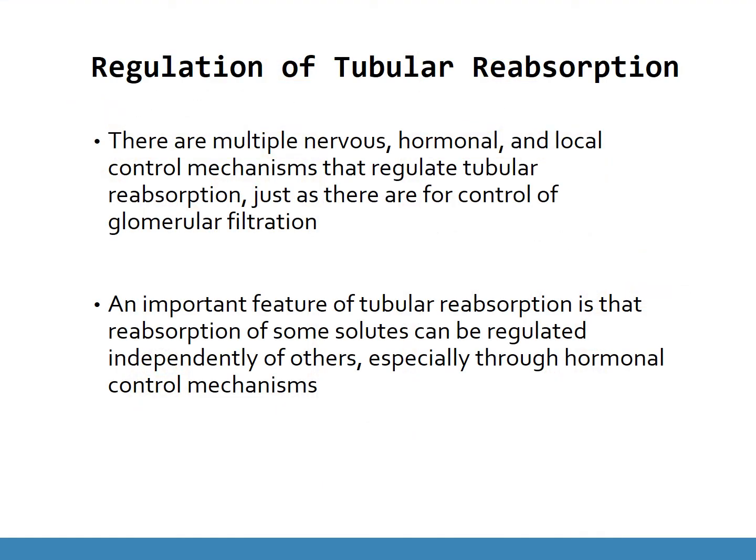As you can see from these previous slides and the description of various renal tubular segments, the regulation of tubular reabsorption has to be a complex process, and it requires multiple neuronal, hormonal, and local control mechanisms. An important feature of tubular reabsorption is that reabsorption of some solutes can be regulated independently of others, especially through hormonal control mechanisms.